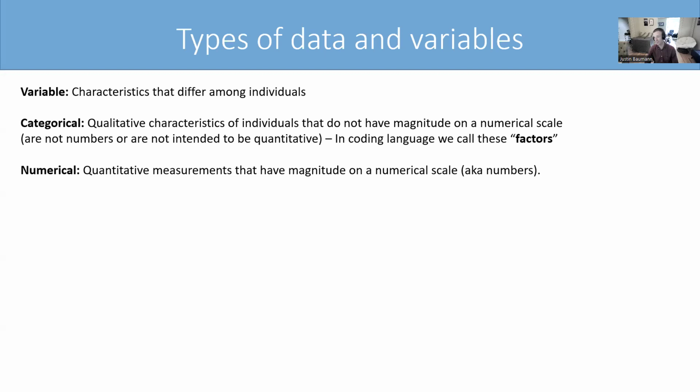So we just talked about a variable. I gave you lots of examples. The ones that were categorical were eye color and hair color. In R, or in coding languages, we tend to call these factors. They're grouping variables.